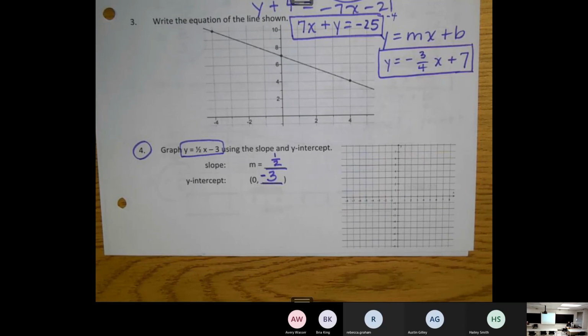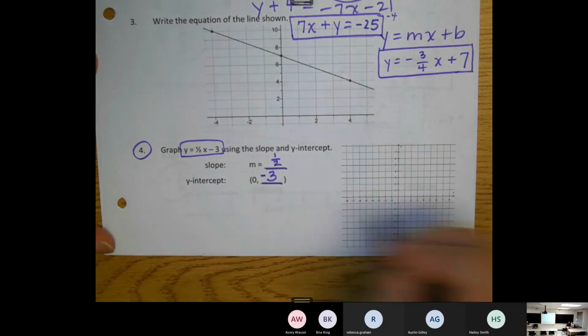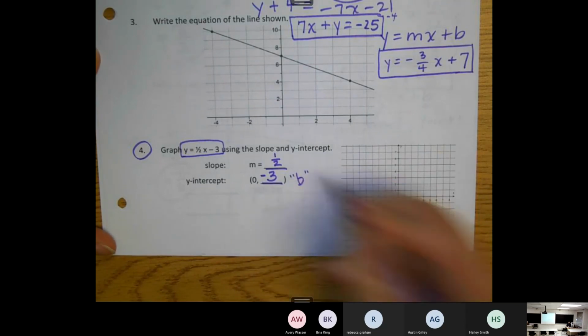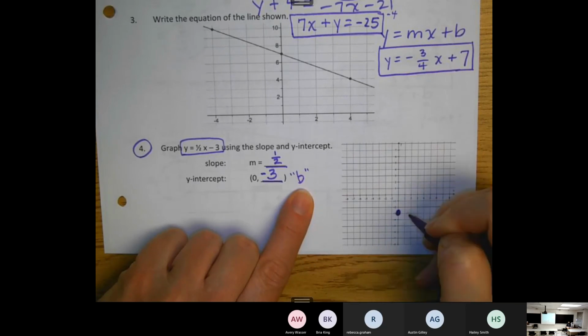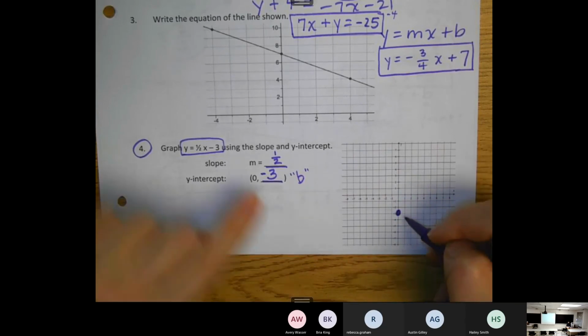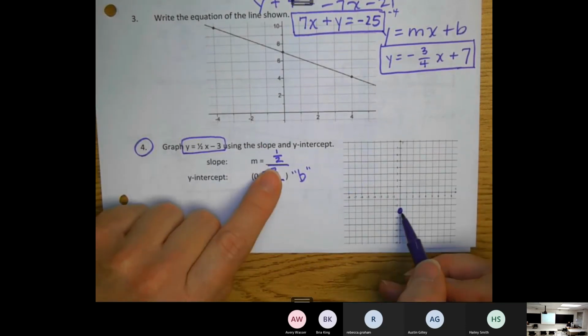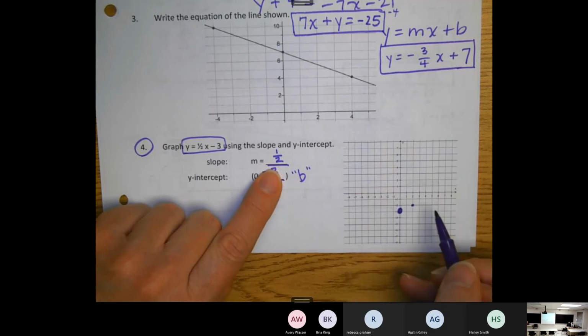Start at the y-intercept. So start at that negative 3 on the y-axis. And from there, according to the slope, what should we do for our moving? There's 1 on top, so we're going to rise or move up 1 square. And a 2 on the bottom, so we're going to run or move to the right 2 squares.